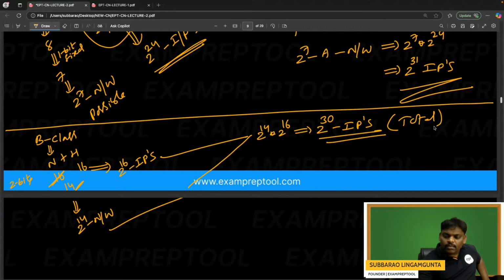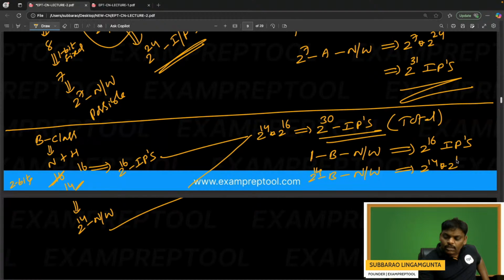Some people are asking, sir, can you divide it a little bit? See, one class B network contains 2 power 16 IPs. Like that, there are 2 power 14 class B networks. So in total, 2 power 14 into 2 power 16 is going to be 2 power 30 IPs. Is it okay?